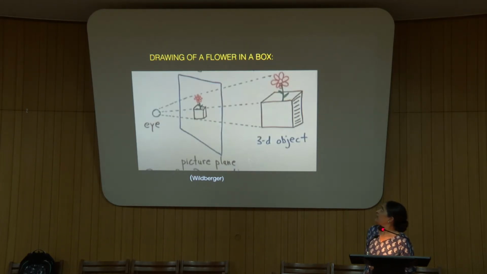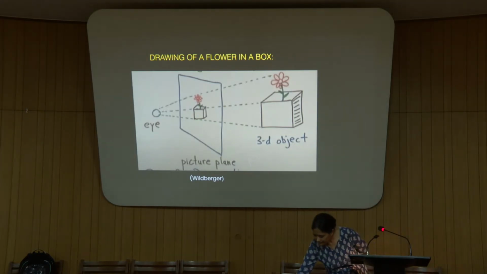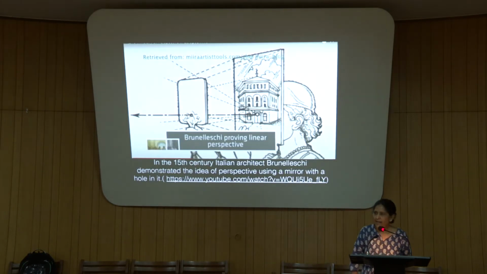So, drawing of a flower in a box. Here you have the eye, here is a 3D object of the box and the flower, and this is the canvas, picture plane, and you see these sight lines piercing the picture plane at various points. And you join them and you construct the painting. And all these Renaissance artists came up with interesting devices to represent the three-dimensional world accurately.